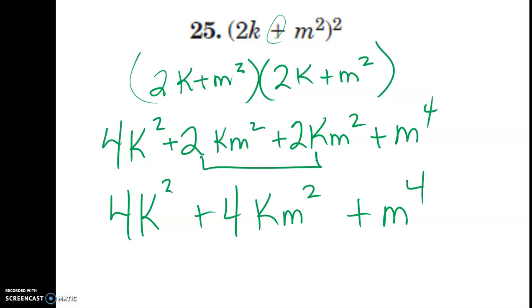Final answer. Your homework is to work on the evens, 2 through 26. Good luck.